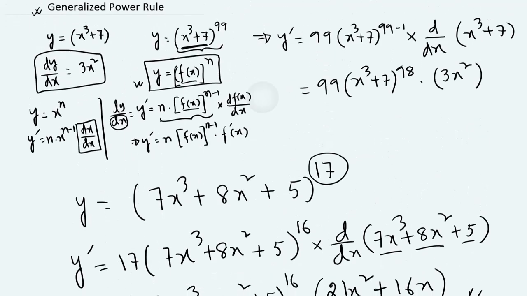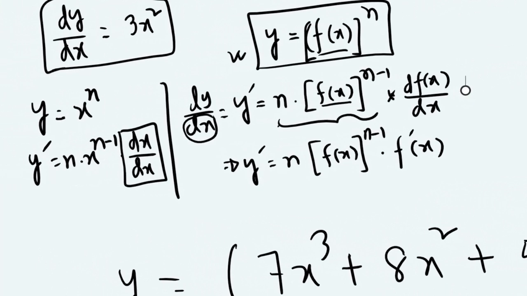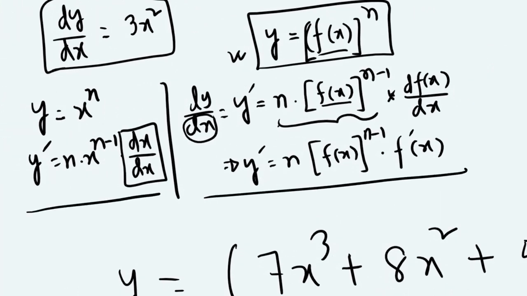So now I'm sure you understand the difference between these two formulas, the generalized power rule and the power rule. Again, as I said earlier, the power rule is a special case of the generalized power rule.